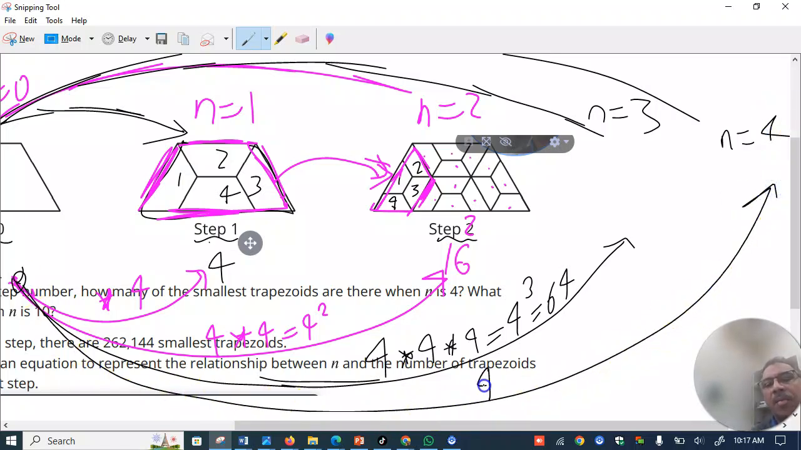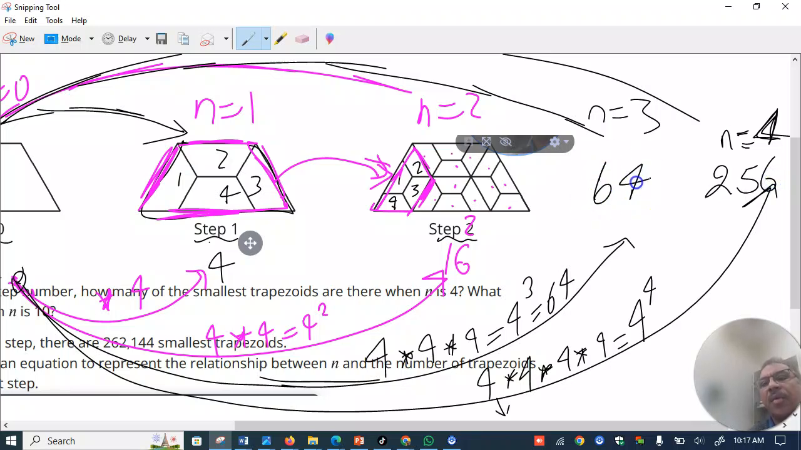That means we have to multiply 4 times 4 times, how many 4s? See? 4 of them. So if the step number is 4, then you multiply the growth factor, which is 4, so it is 4 raised to 4. If you do this, it will be 256. Okay, and this is 64. I forgot to write. So this is how the question is.